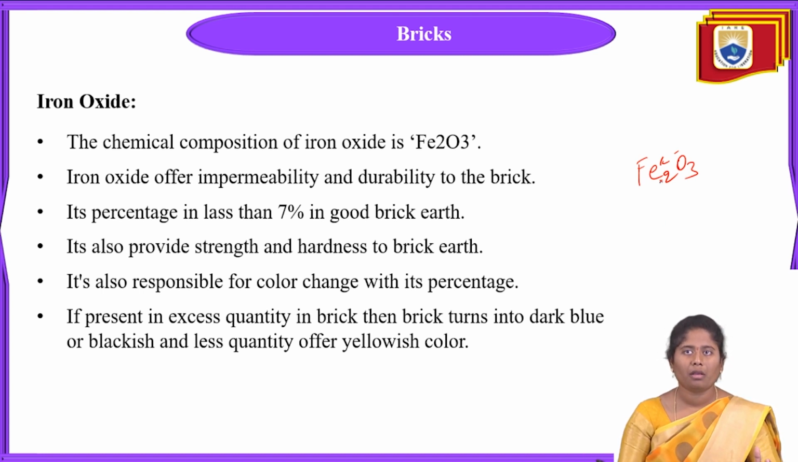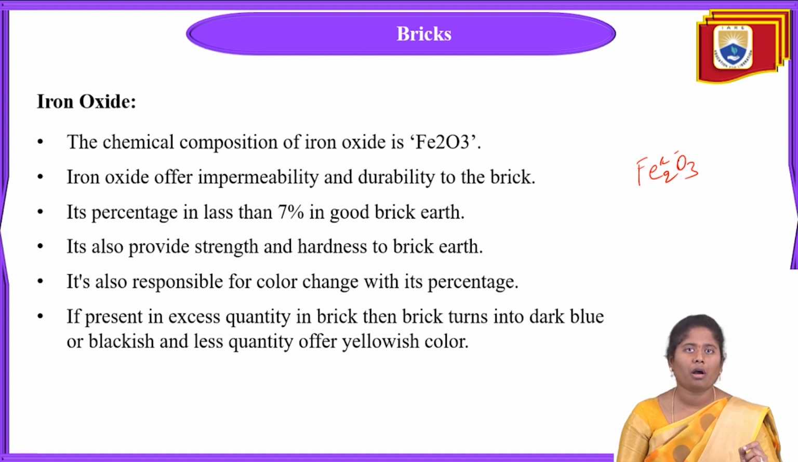Permeability is nothing but, if any liquid is on the top surface of the brick, the moisture content goes deep into the overall structure of that brick. That's why iron oxide offers impermeability. It means there will be no pores or moisture content leading to the bottom of the brick, because when we add iron oxide, it offers impermeability and also durability to the structure.